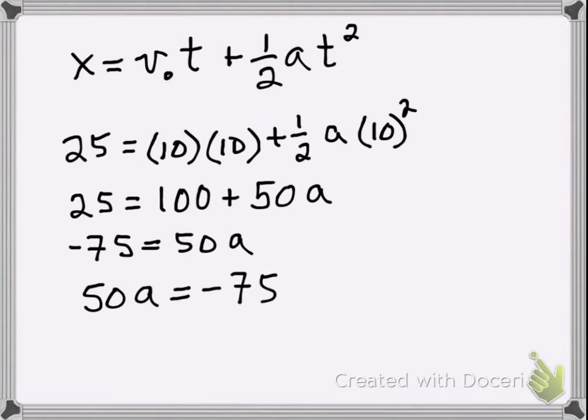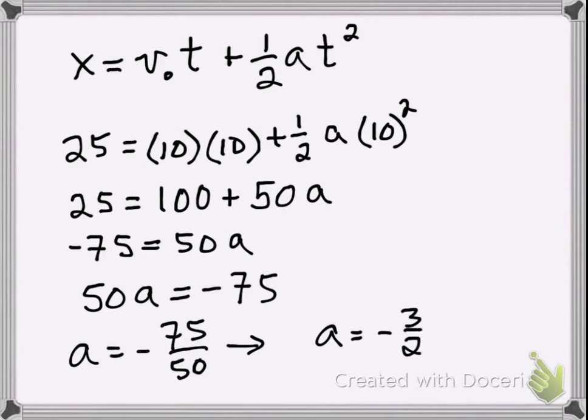We can do that. That makes perfect sense. No reason why we can't do that. And then we're going to divide both sides of the equation by 50. And so we get a equals negative 75 over 50. Or in other words, a is equal to negative 3 over 2 meters per second squared. That's because 25 goes into 75 3 times, and 25 goes into 50 twice.